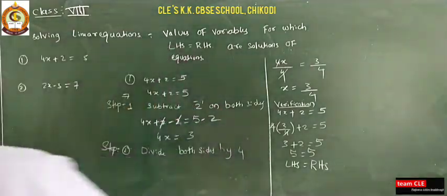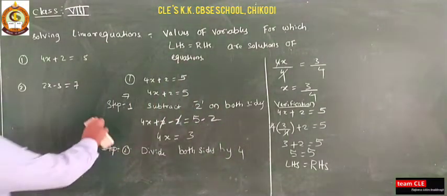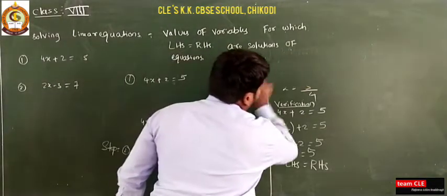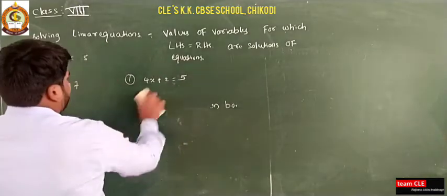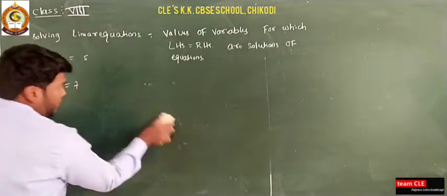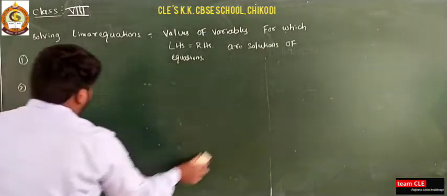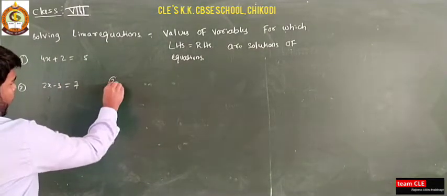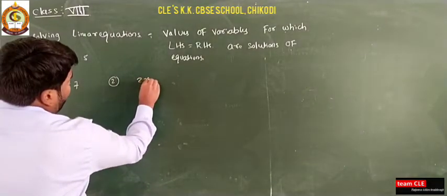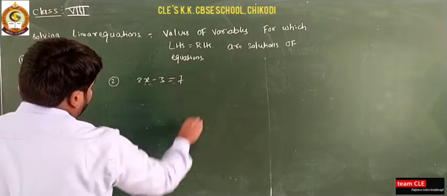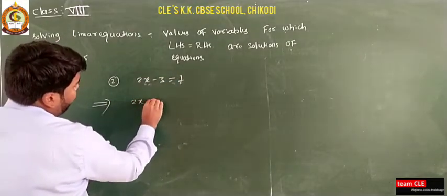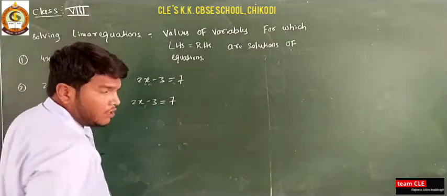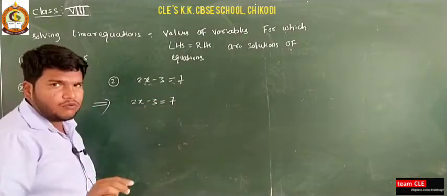And one more problem I am going to solve, that is find the solution of 2x minus 3 equals 7, as you have taken in your textbook. That is the second part: find the solution of 2x minus 3 equals 7. First write the given thing, 2x minus 3 equals 7.